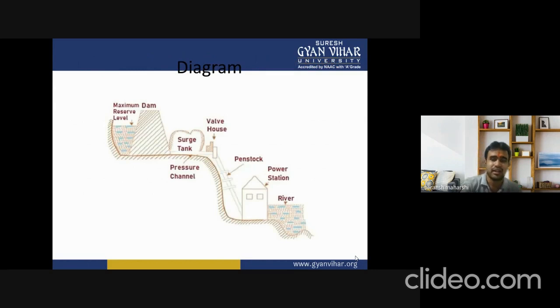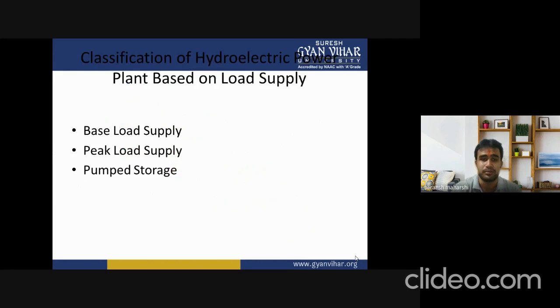And these are the diagrams of the high head hydroelectric power plant. Here we discuss some components such as the pressure channel, surge tank, maximum reservoir level, dam, valve house, penstock, power station, and the river.